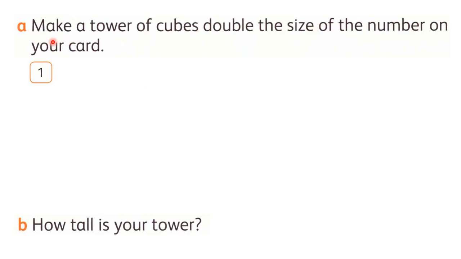Okay, to help you, let's do the first one together. Let's look at the question again. Make a tower of cubes, double the size of the number on your card. So we have the number card here, number 1, and this is 1 cube. Now we have to double this cube, and so double 1 is 2, and this is my tower. How tall is the tower? The tower is 2 cubes tall.